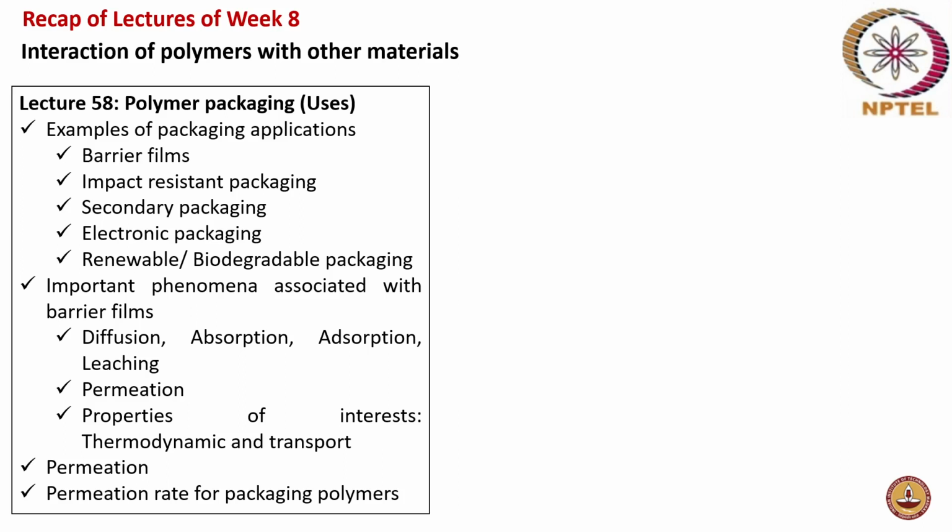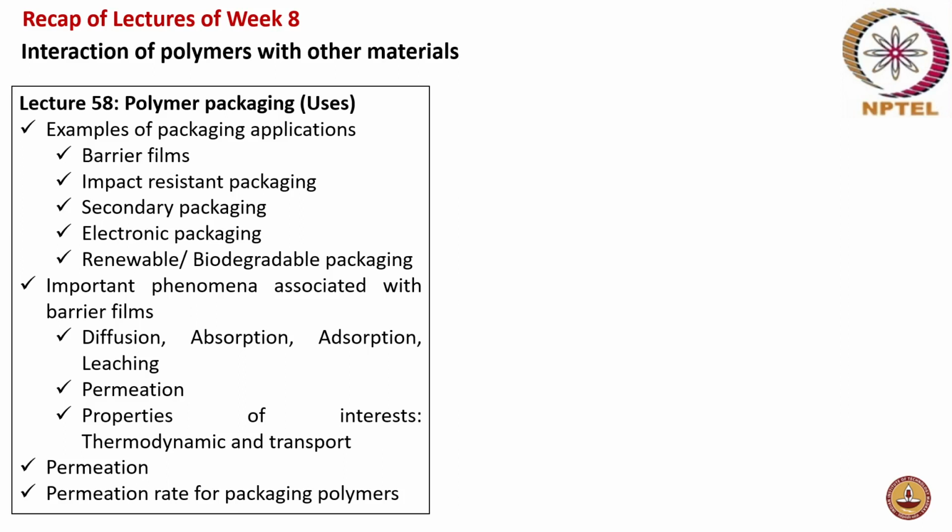Or your Lay's chips packet, again it's a polymer, right? And in fact it will have multiple layers, it's not a single layer. And the role of the polymer will also be different. They can be barrier films. For example, the Lay's chips packaging should not allow penetration of moisture or oxygen, correct? Because if moisture gets inside the packaging, your chips will become soggy, and you will not buy the chips. So it should have that barrier property against moisture, correct?